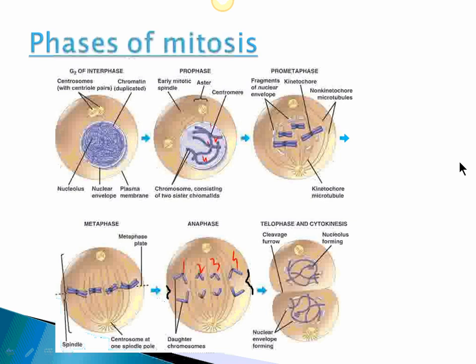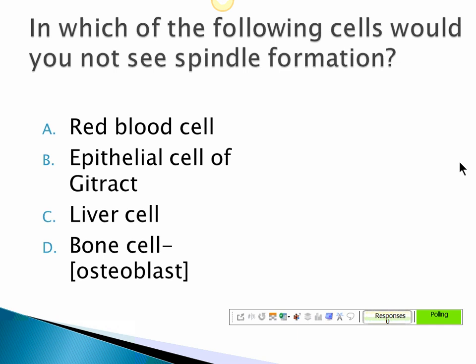Okay, let's answer this question. In which of the following cells would you not see spindle formation? Okay, it's red blood cell.